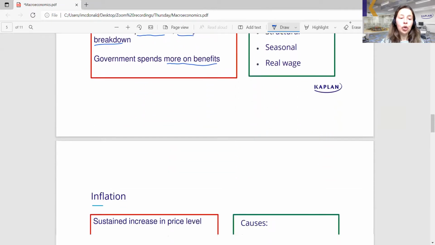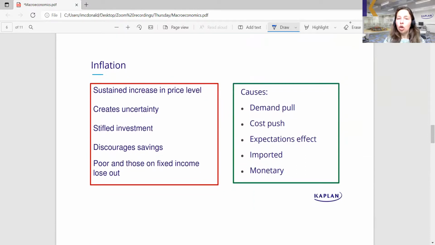Moving on to inflation. The definition of inflation is a sustained increase in price levels. As in, you could observe in real life that prices do tend to increase over time. So what might be an issue here?